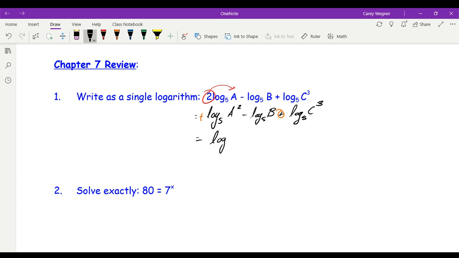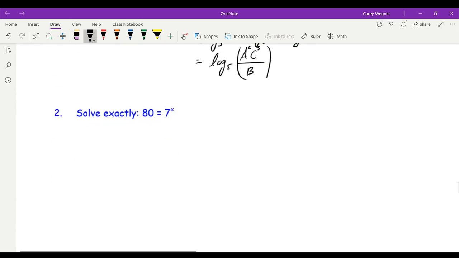log base 5. And again, when we're adding those logarithms, that means we're multiplying the powers, and the a squared is the power, and the c cubed is also the power. And then for this middle term, since we're subtracting that logarithm, that means we'll divide the power, which is a b. So there we have log base 5 of a squared c cubed all over b. So a little bit messy, but there you have the idea.